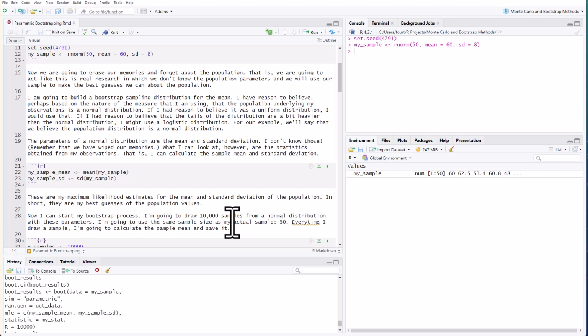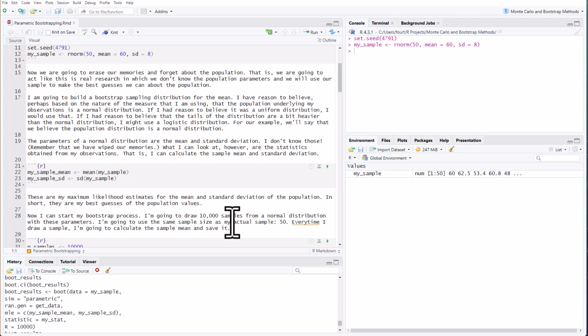Bootstrapping means that I'm going to generate many samples, just as we always do in any Monte Carlo method. I have reason to believe, perhaps based on the nature of the measure that I'm using, that the population underlying my observations is a normal distribution. So I'm making a guess of the mathematical form of the population distribution. Remember, I don't know that form.